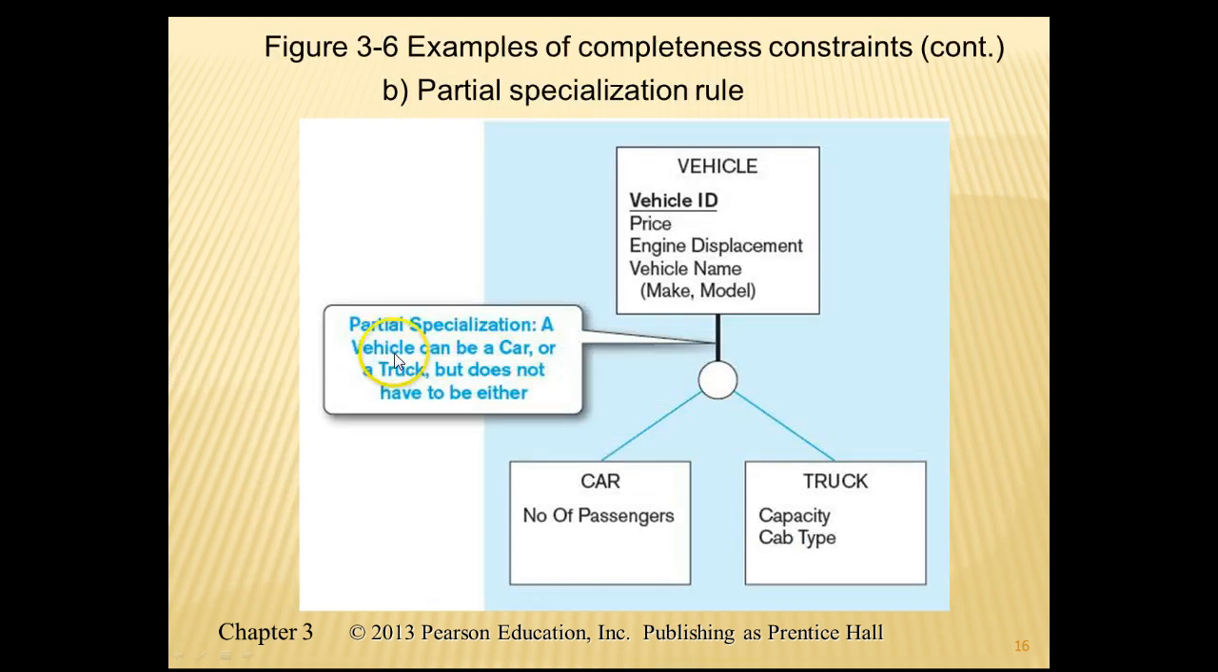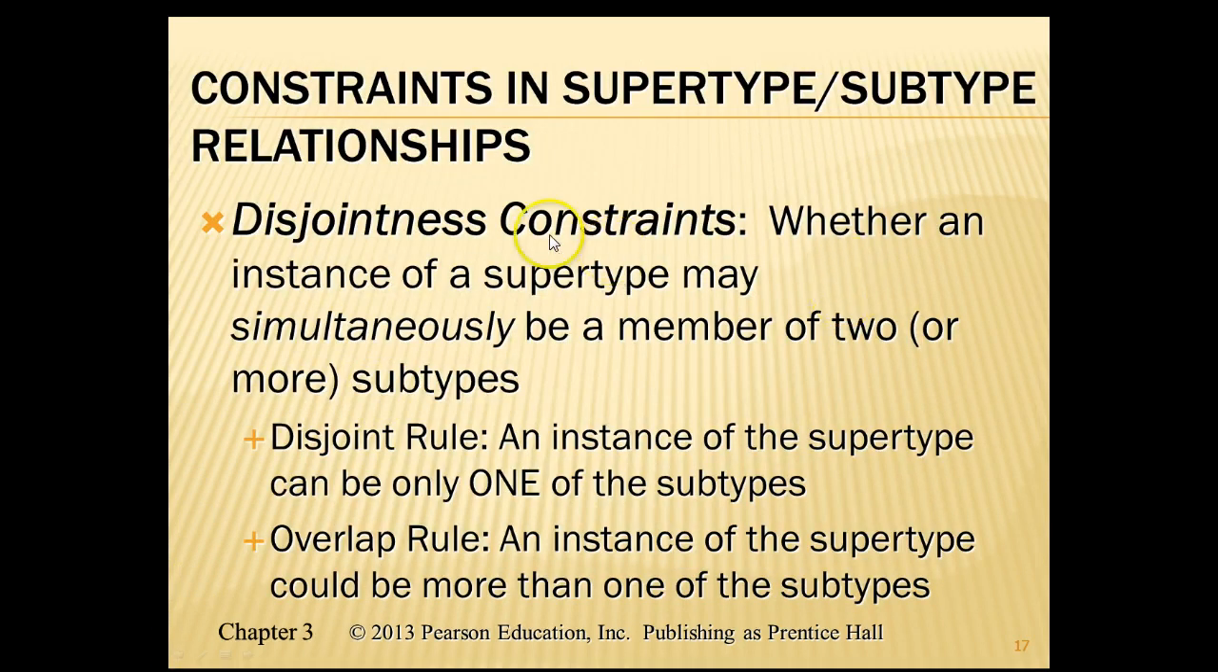Whereas the partial specialization indicates that it can either be a car or a truck, but it doesn't have to be either. Again, like I said, it could be a motorcycle and stay right up here in the vehicle supertype. So there are also disjointness constraints that indicate whether an item can be a member of one or more subtypes below the supertype.